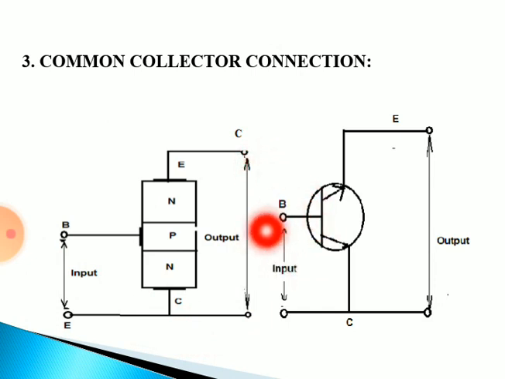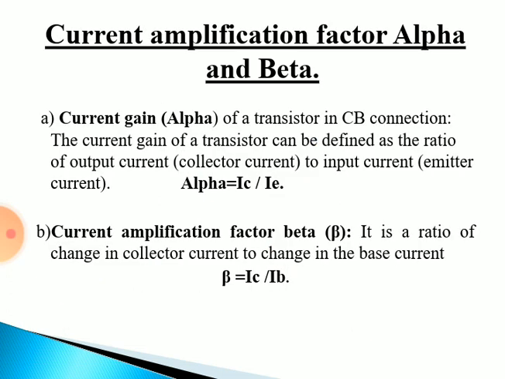One note over here is, in all these connections your emitter base junction will always be forward biased and your collector base junction will always be reverse biased. Next is current amplification factor alpha and beta. This is current gain, which is known as alpha. It is defined as the ratio between your collector current and emitter current, and beta, that is your current amplification factor, is a ratio of your collector current to your base current.